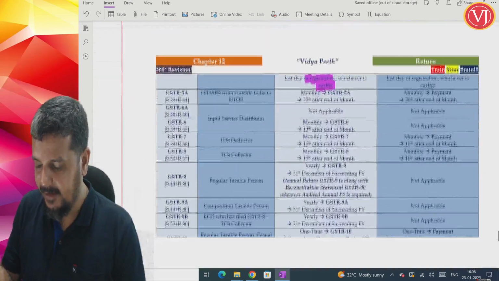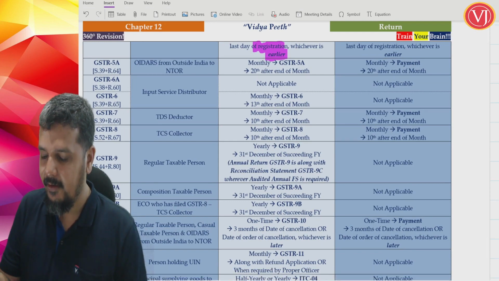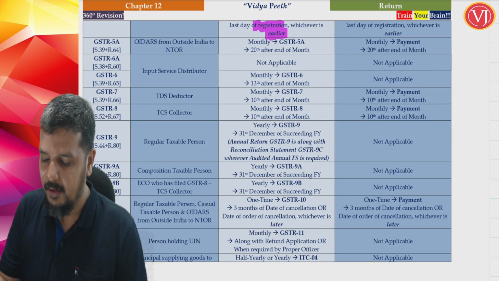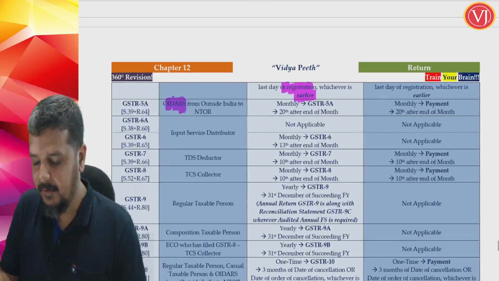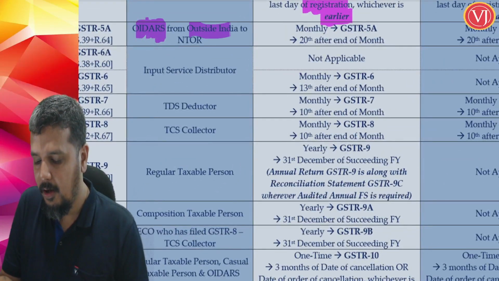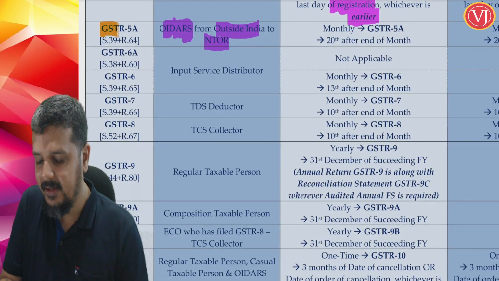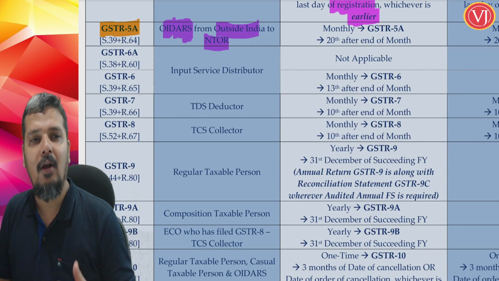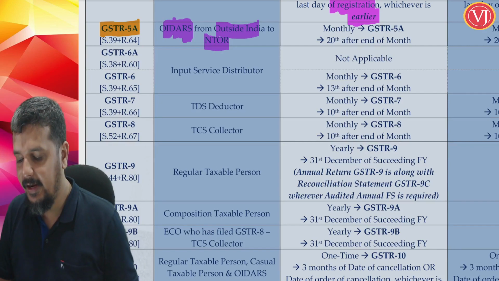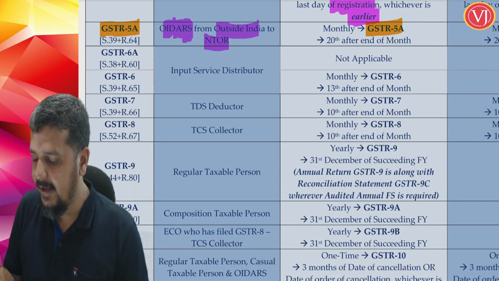Now coming back to the other returns that are there, you have something called GSTR 5A, which is all about what? It is all about a person who is supplying OIDAR services from outside India to a non-taxable online recipient. They will file something called GSTR 5A. A stands for automation. Wherever you have A, it stands for automation.